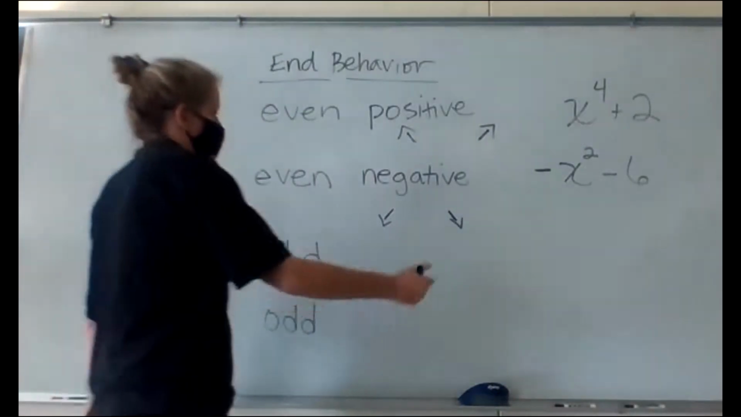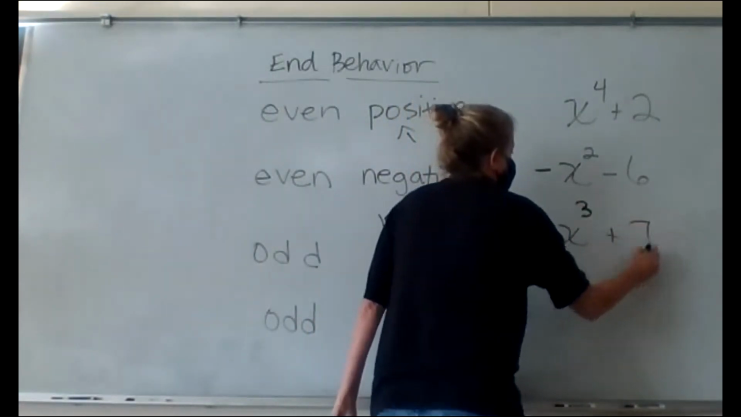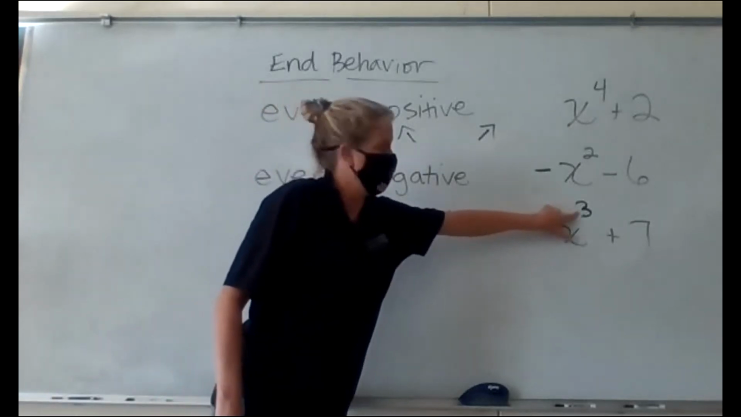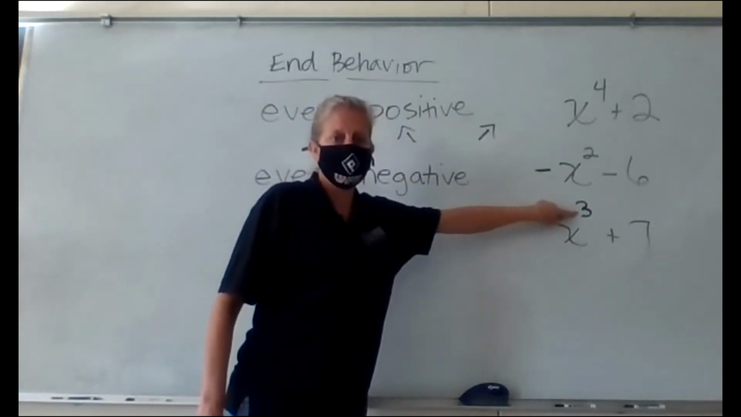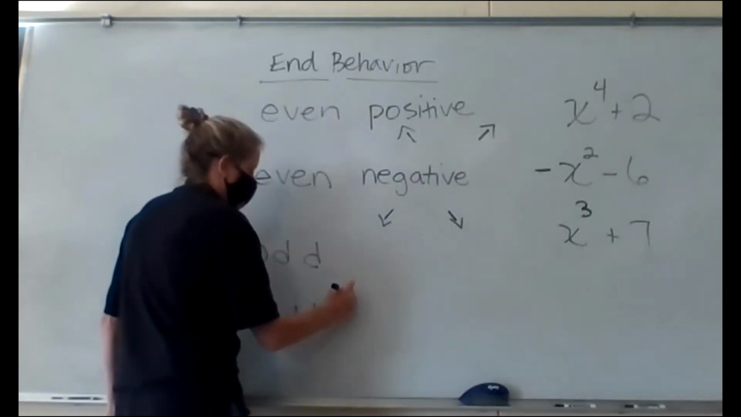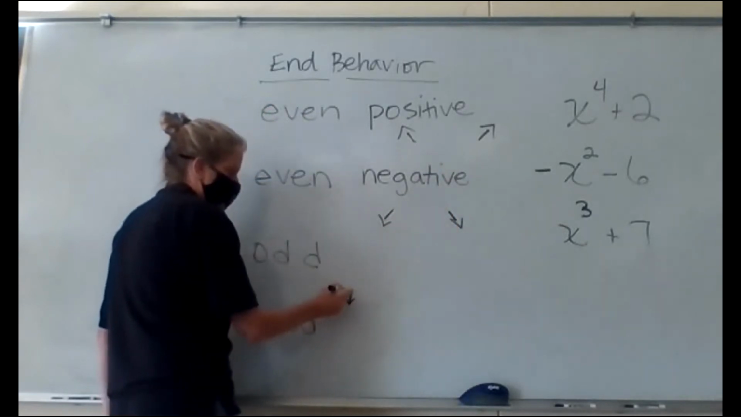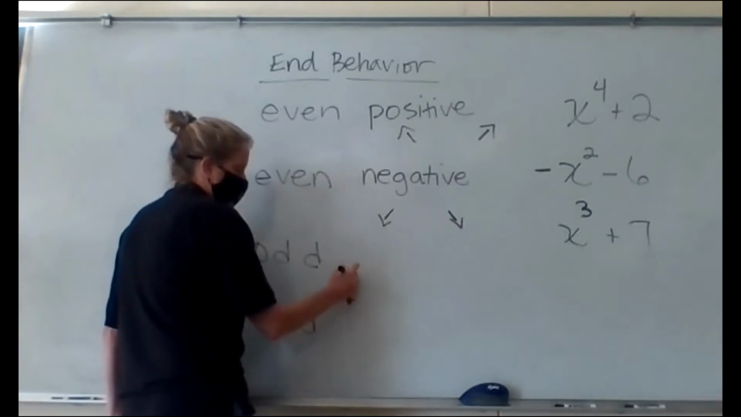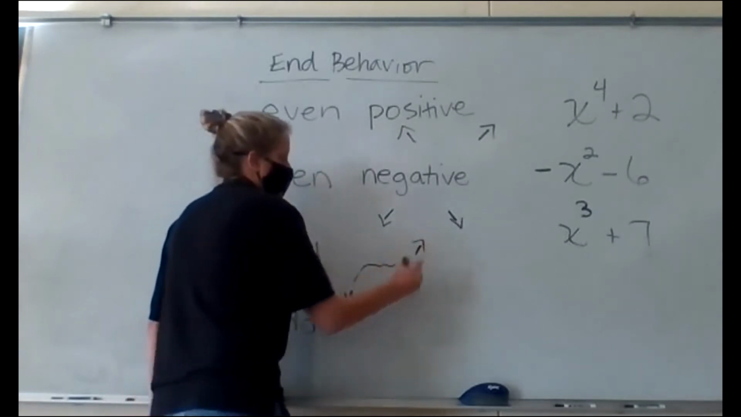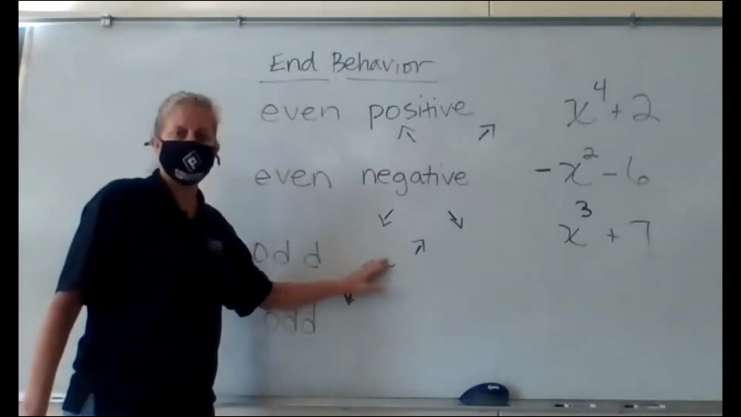If you are even and positive, like x to the 3rd plus 7. So again, did I say even? I meant odd. My exponent's odd, and I'm positive. That means you are traveling up throughout the graph. So the easiest thing to do is think that your left side is going down, certain things are happening in the middle of the graph, and then your right side is going up.